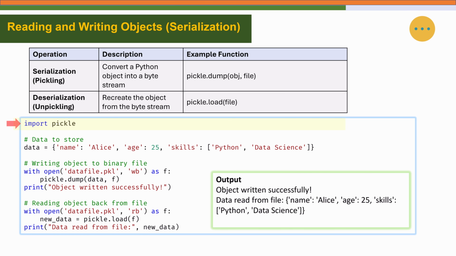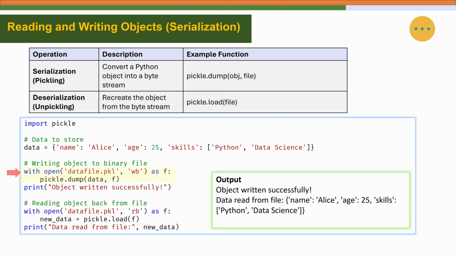Then we define a dictionary called data, which contains keys, values, or even a list, in other words, a complex data structure in Python. To save this object to a file, we open the file in binary write mode, wb, and call the function pickle.dump and pass data and f. This function converts our Python object into a sequence of bytes, a serialized stream, and stores it inside the file.